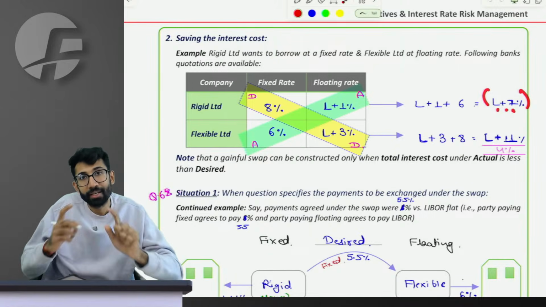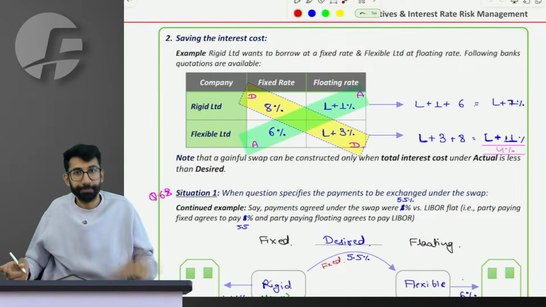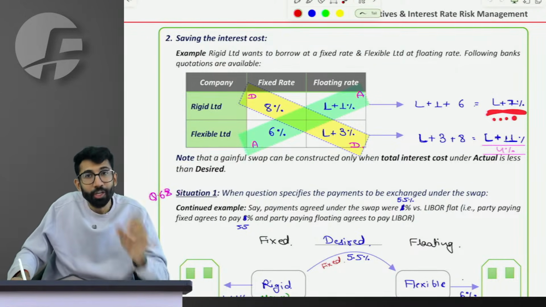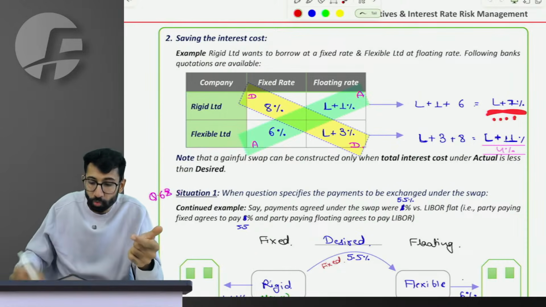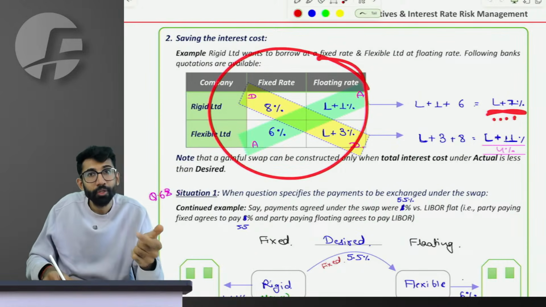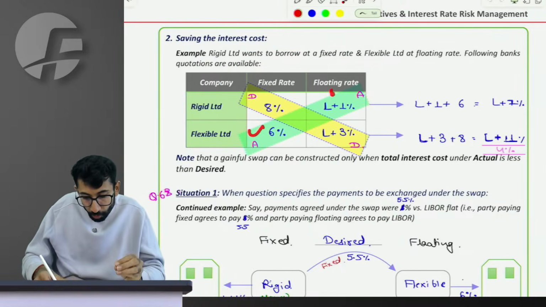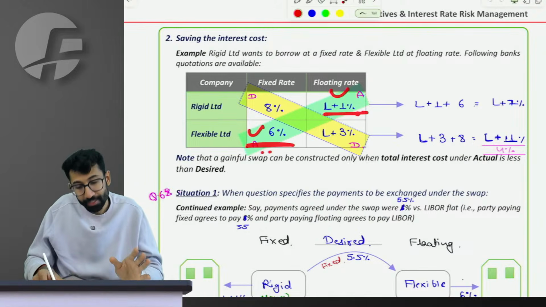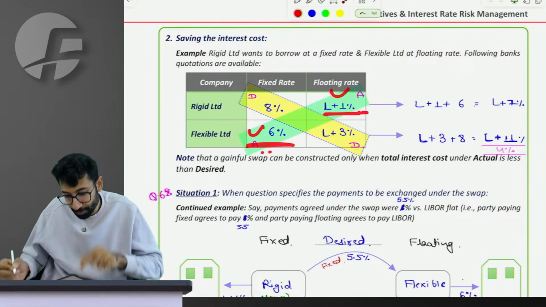My plan is cheaper. Only problem is that it is opposite to what they want. So what do we do? We first make them borrow opposite to their desire. So what is my actual opposite to desire?